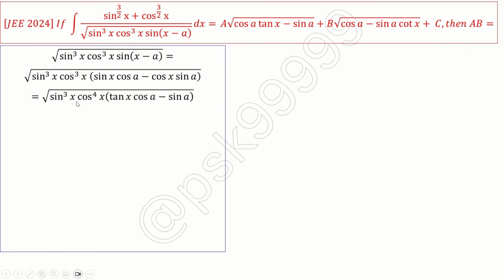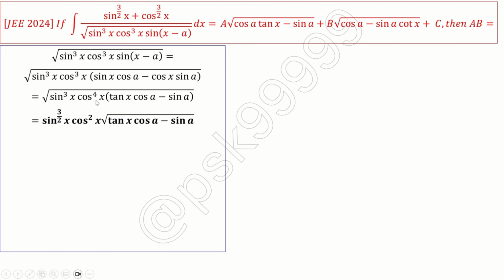Now I can also take sin x common. For this one, this is what it will become, right? If I take these two terms out of the square root, it will become sin to the power of 3 by 2x, cos square x and square root of tan x cos a minus sin a. Now if I split the fraction, I can actually cancel this one and I am left with only 1 by this denominator value.